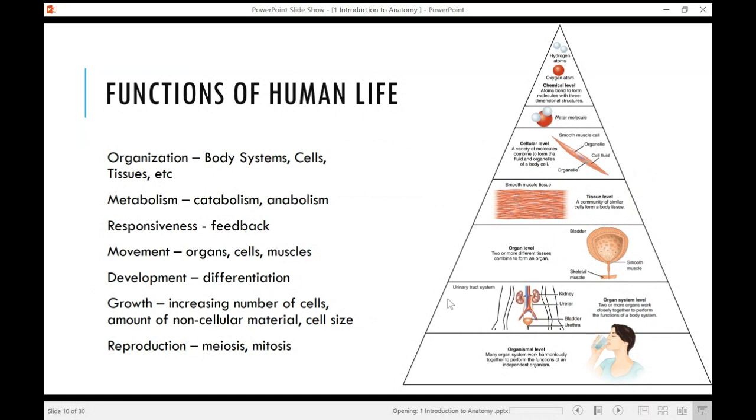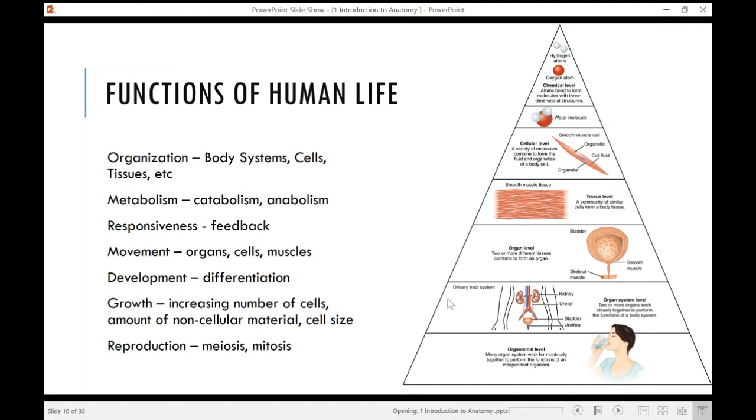We have responsiveness. Human life has to be responsive. We have to be able to respond to our environment, as well as to what's going on internally. And we do that through two different feedback processes: negative feedback and positive feedback. We have movement, so we have to be able to move. The cells have to organize and move themselves, as well as muscles. Our skeletal muscles, we can see them moving. And then our smooth muscles on the inside of our body are also moving.